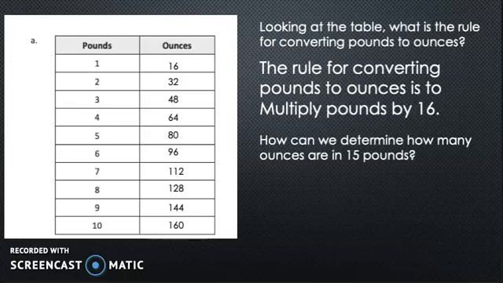So now what I want you to do is pause the video and calculate the number of ounces in 15 pounds. Remember to use one of the strategies that I just talked about. You can always rewind the video if you need to review what those strategies are. Okay, friends, pause if you need more time.